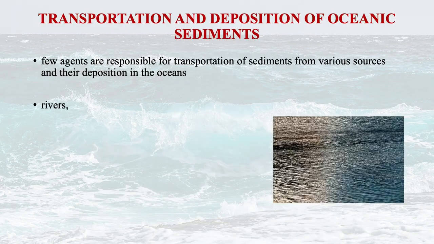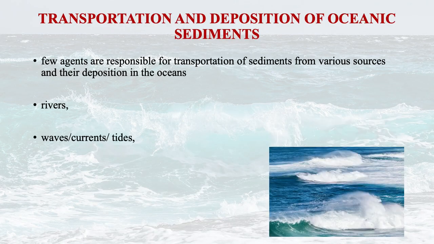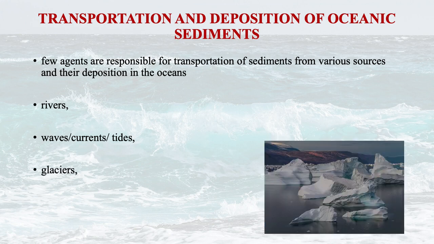Now let us study the transportation and deposition of ocean deposits. As I have been telling you in the previous video program also and in this video program also, these ocean deposits are brought by various agents of erosion like rivers, waves, currents, tides, glaciers, winds, etc. And they are deposited in different areas of the ocean. So this is nothing new. You have already studied these things in the block on lithosphere.